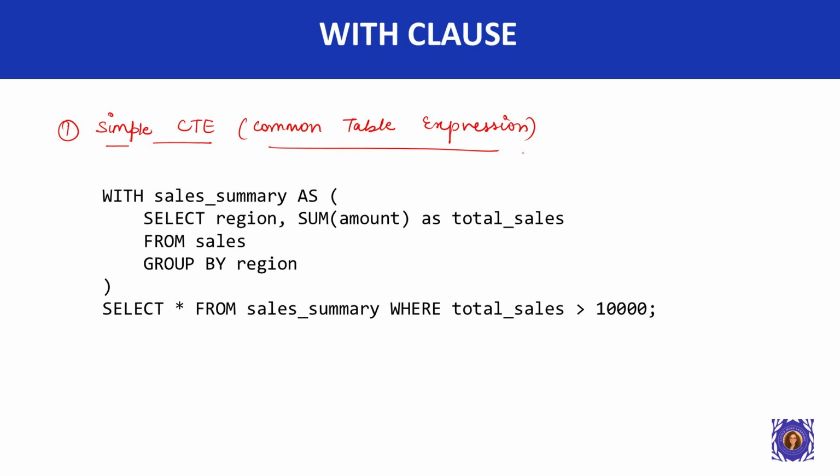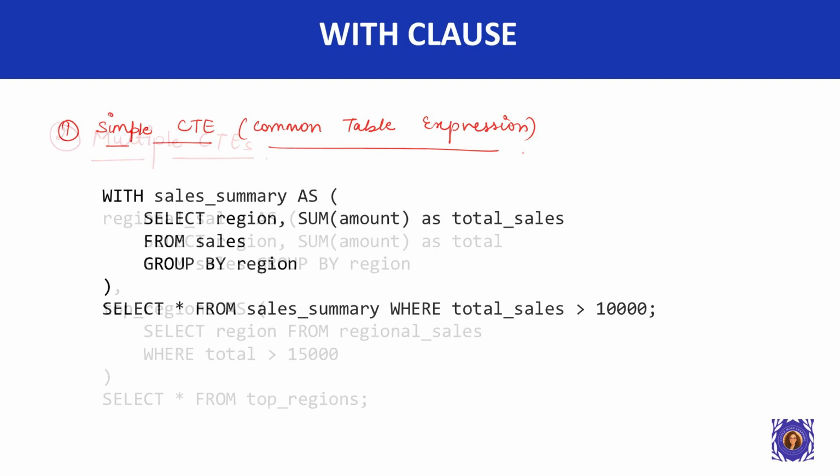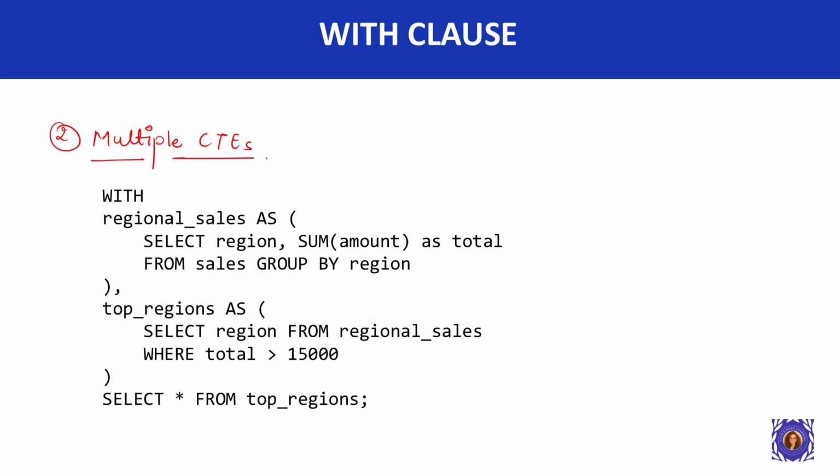This approach has several advantages. First, it's incredibly readable. Anyone can understand what's happening at each step. Second, if you need to modify the logic for calculating regional sales, you only need to change it in one place. Third, if you need to reference these regional totals multiple times in your query, you can do so without repeating the complex calculation.